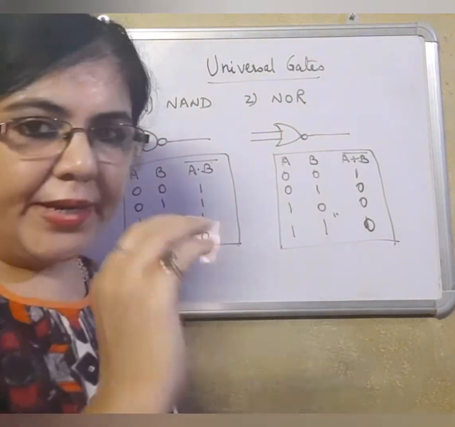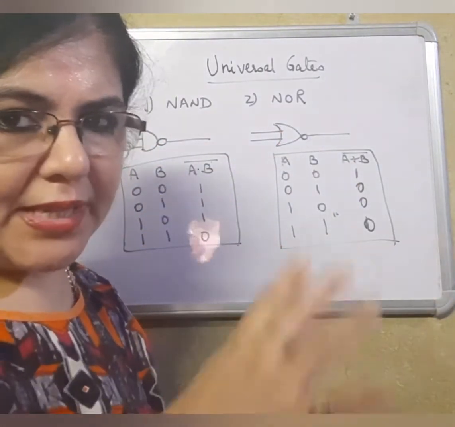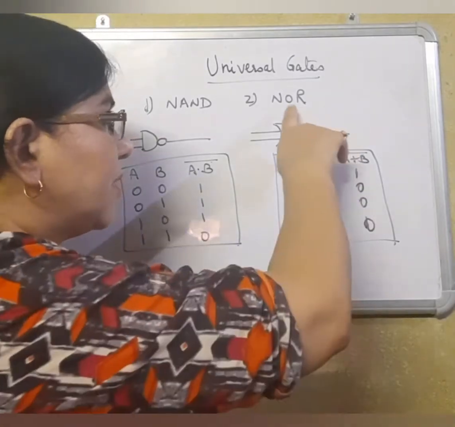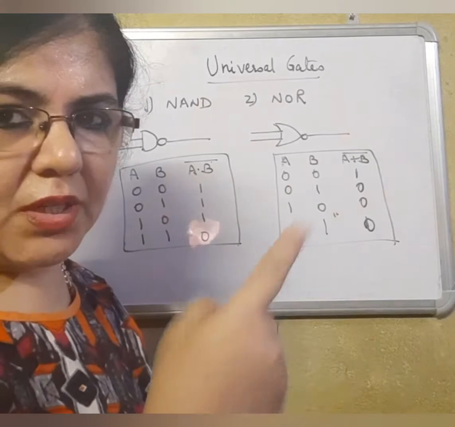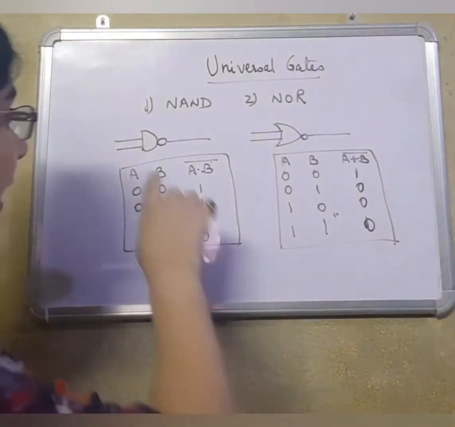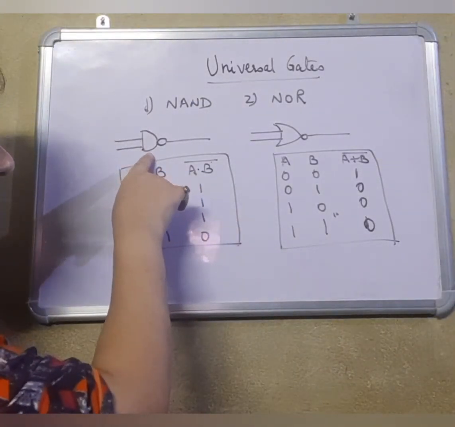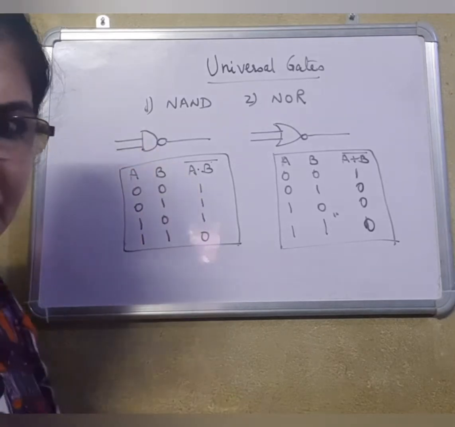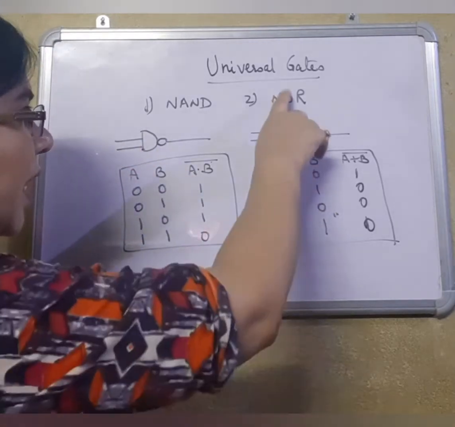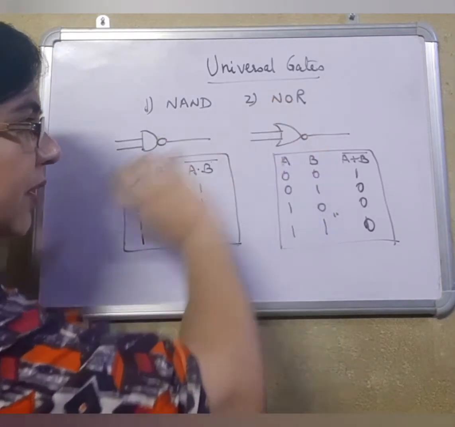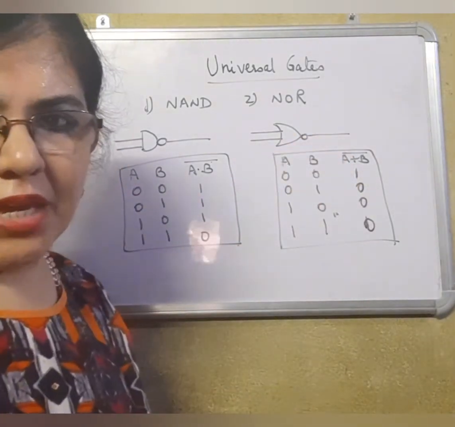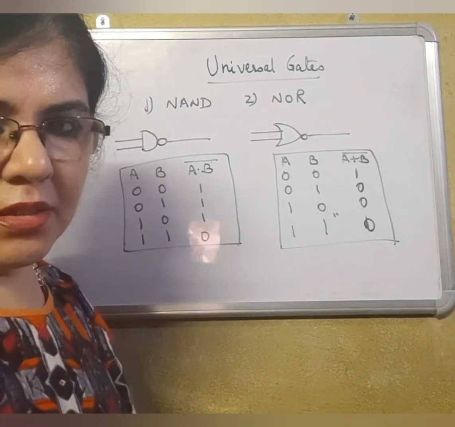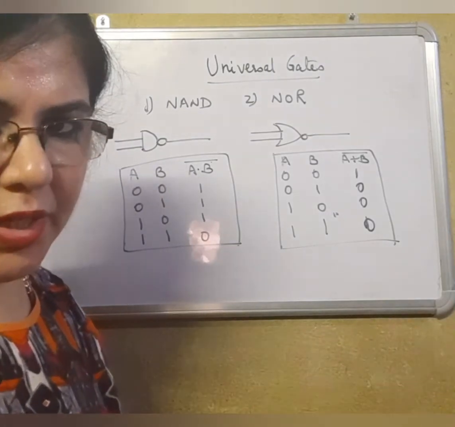NOR is an OR gate plus a NOT gate. So whatever output you are getting in OR gate, NOT gate will invert it. The diagram for NAND is just like the AND gate having a bubble at the end, that is a NOT. And for NOR also, the diagram is the same as OR, but having a bubble at the end, behaving as NOR. That is inverting the output.